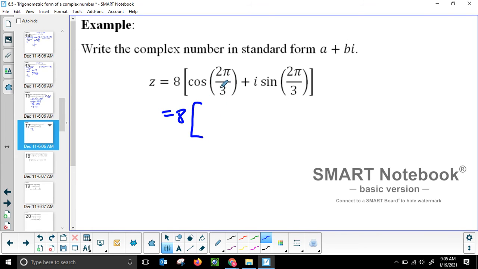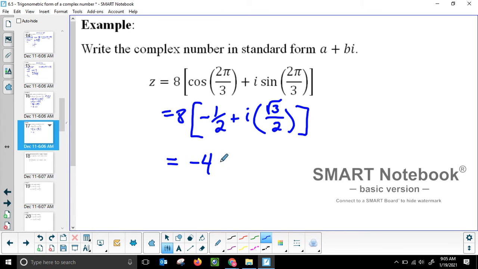The cosine of 2 pi over 3 is negative 1/2, and the sine of 2 pi over 3 is the square root of 3 over 2. Now we just distribute the 8, so we will get negative 4 plus 8 over 2, which is 4, so 4 square roots of 3 i. And that's it.